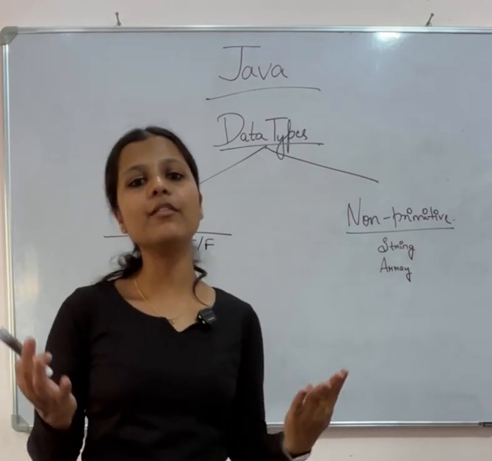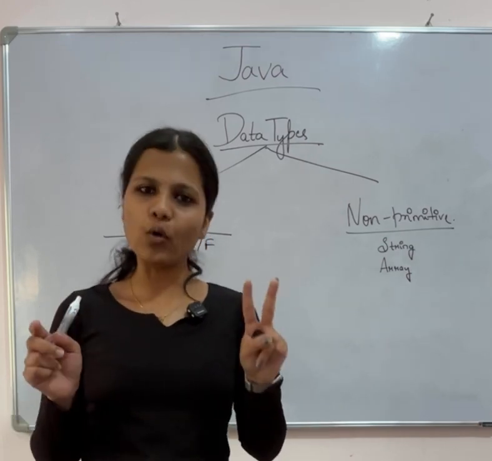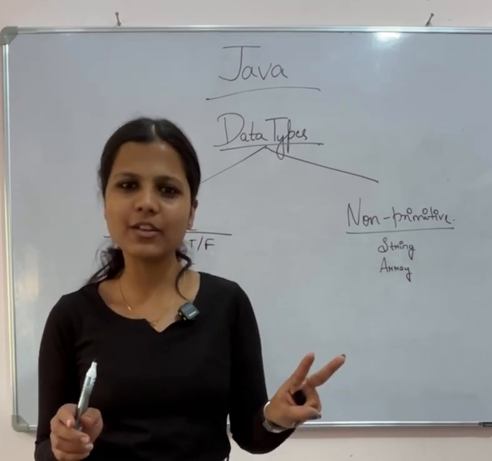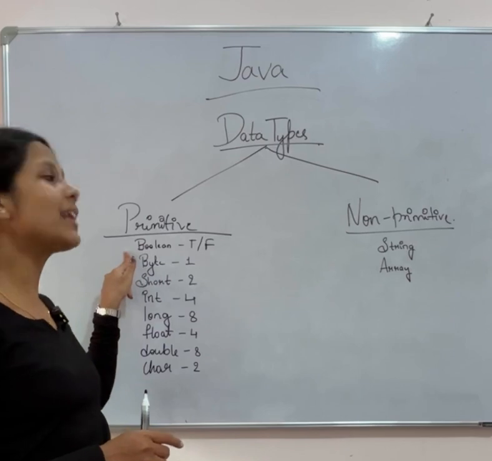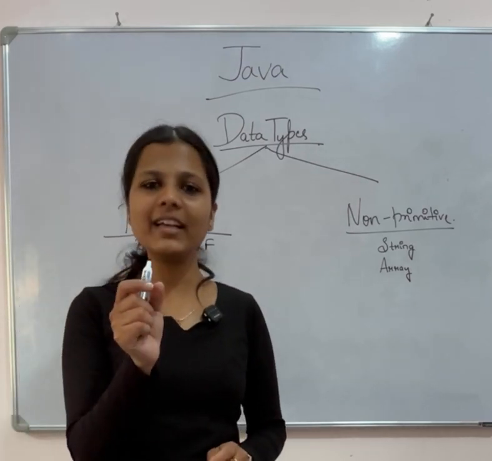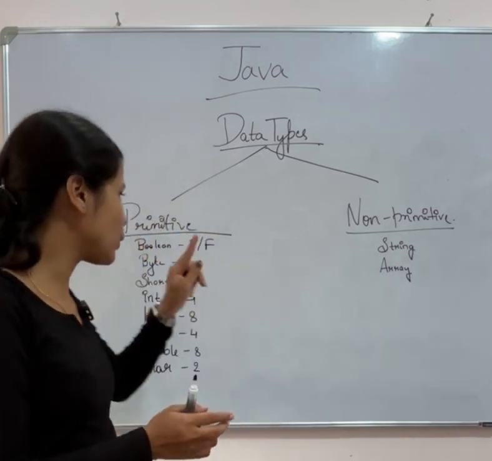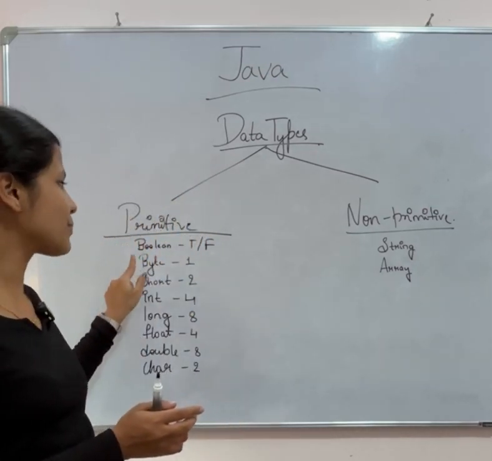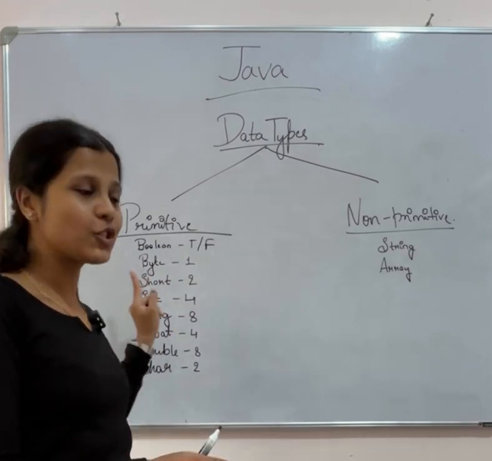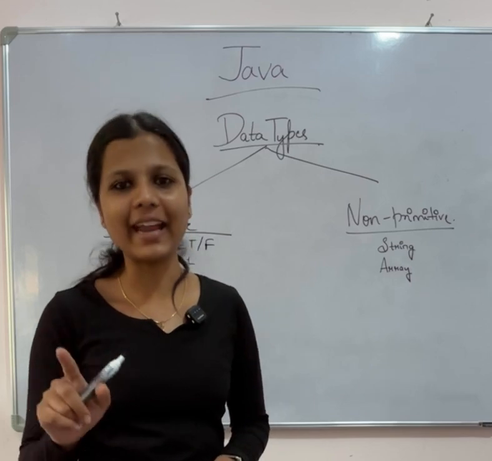If you have values like true or false, no or yes, only the boolean values, you can go with the boolean data type. If you have an integer value, only numbers, with a small size, you can go with byte or short, because byte has 1 byte, short has 2 bytes. A single byte is equal to 8 bits.